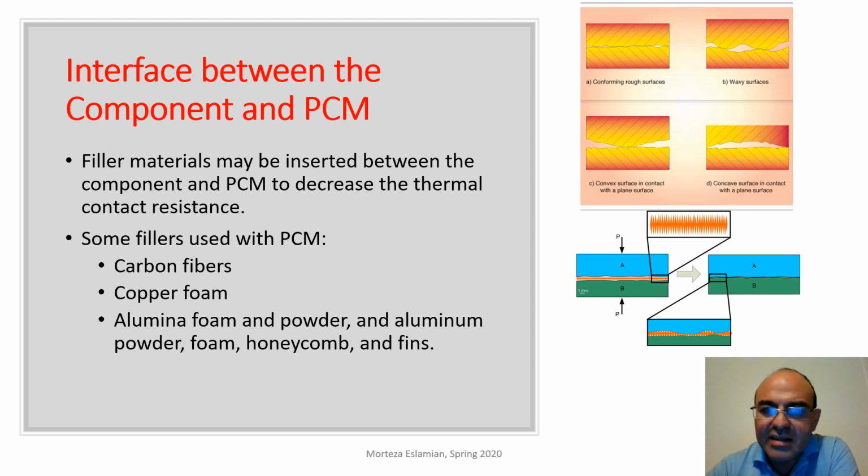Besides that, filler materials can be inserted between the two components. In this case, one component is, for instance, the electronic box and the PCM material is stored in another box. Filler materials can be used to decrease the thermal contact resistance. Some filler materials are like carbon fibers. Carbon materials are highly conductive, and they have small sizes, so they can fill the gaps.